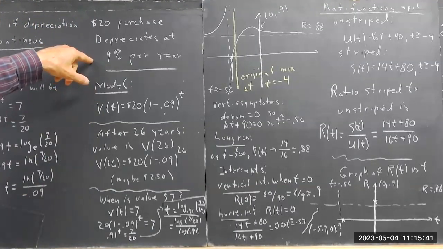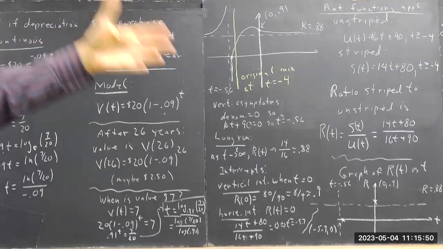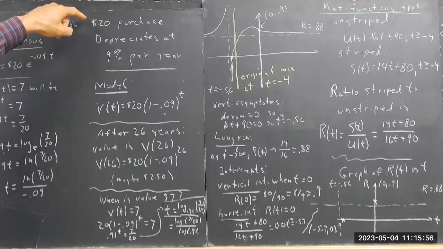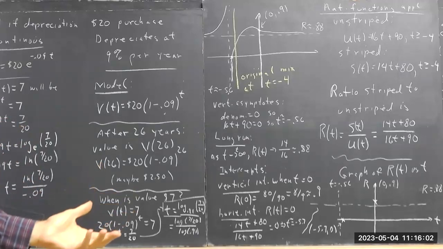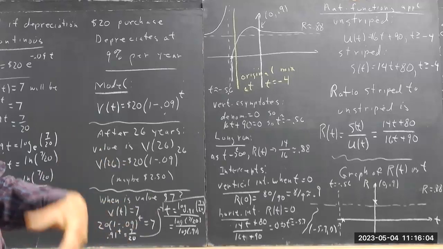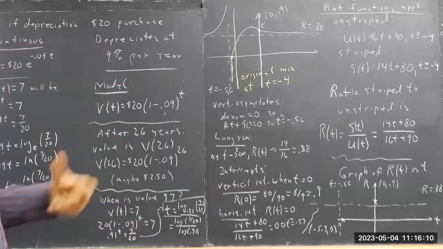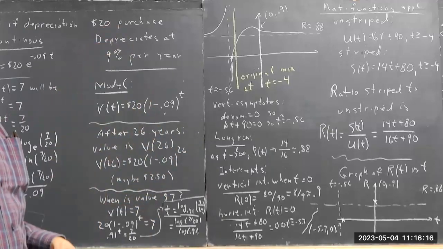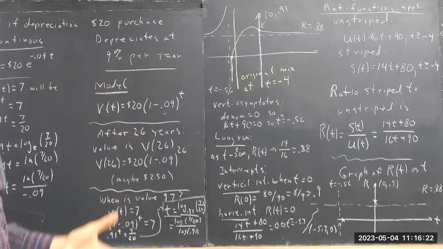$20 purchase depreciating 9% per year. These are just questions people came up with related to the sample problems I distributed last time. A $20 purchase depreciated 9% per year. If you're up on compound interest, this is just like compound interest, maybe compounding a 9% loss every year. And so after a year, you've lost 9%, you now have $18.20. Well, this thing's worth $18.20. Then you take 9% of that away and you get $16.40.